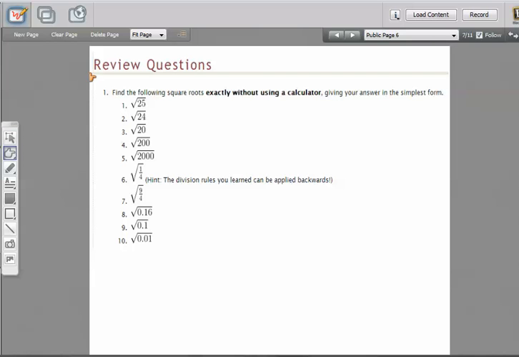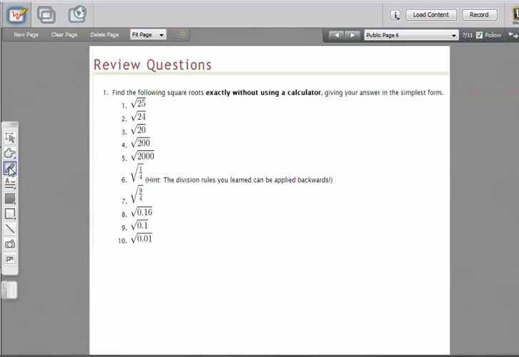Let's see how you did with your review questions. So number 1 says find the following square roots exactly without using a calculator, giving your answers in the simplest form. So the first thing we want to do is look for perfect squares that are factors of your radicand, which is the number underneath your radical sign.